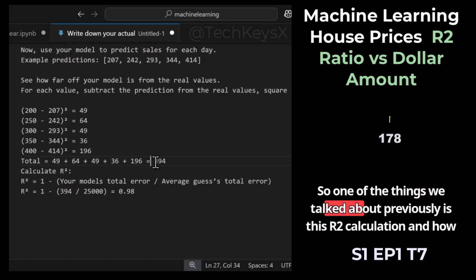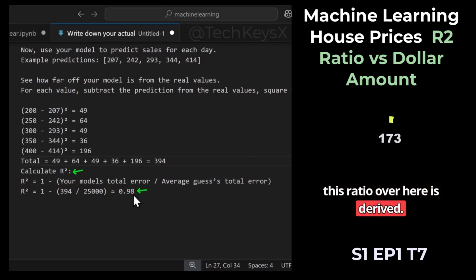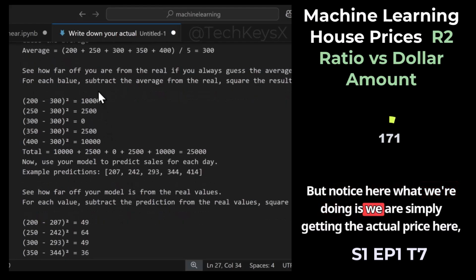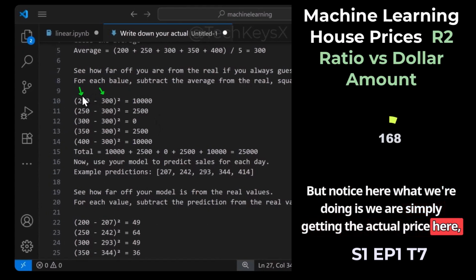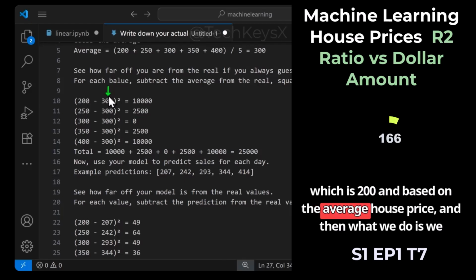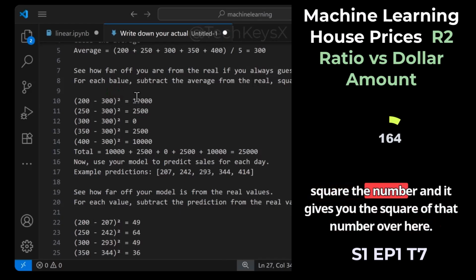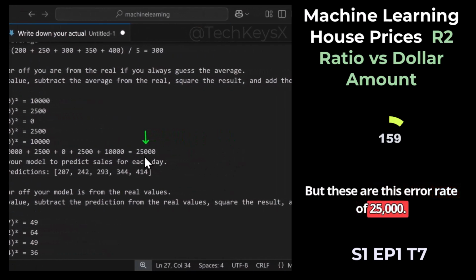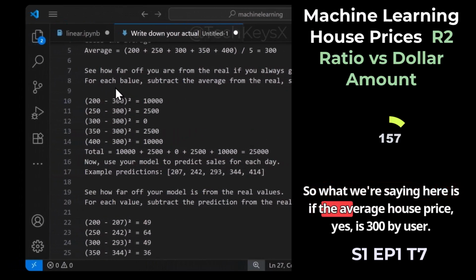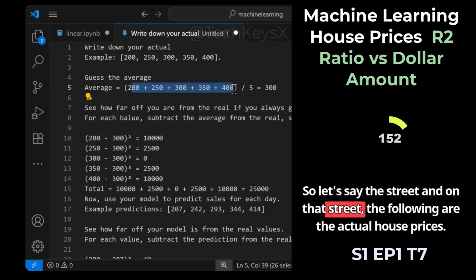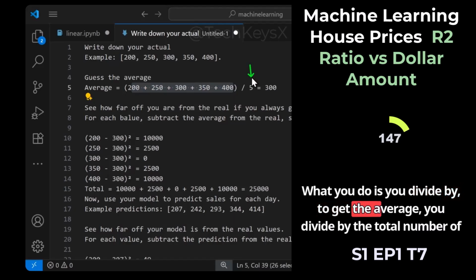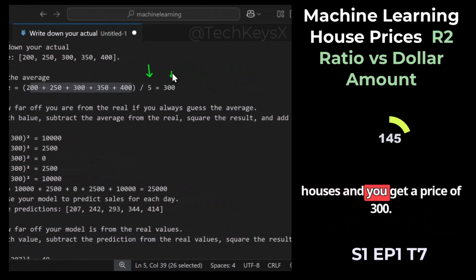So one of the things we talked about previously is this R2 calculation and how this ratio over here is derived. But notice here what we're doing is we are simply getting the actual price here, which is 200, and based on the average house price, we square the number, and it gives you the square of that number over here. But these are this error rate of 25,000. So what we're saying here is if the average house price is 300, let's say on a street, and on that street, the following are the actual house prices. To get the average, you divide by the total number of houses, and you get a price of 300.